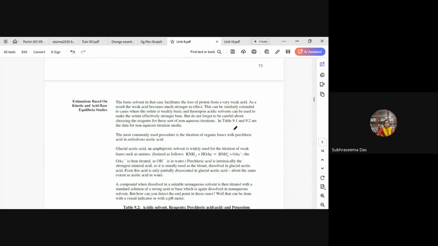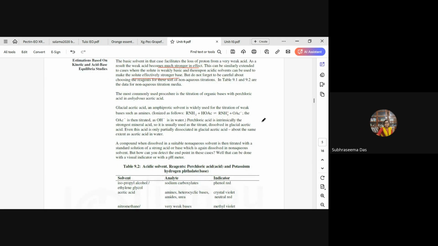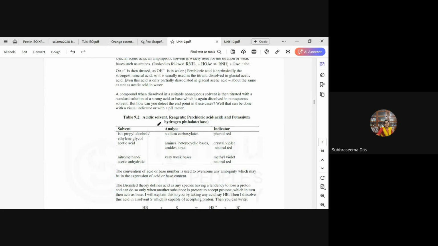The basic solvent, in this case, facilitates the loss of proton from a very weak acid. So as a result, the weak acid becomes much stronger in effect. This can be similarly extended to cases where the solute is very basic, and upon adding an acidic solvent, the solute effectively becomes a stronger base. So here table 9.1, and also table 9.2, give the data for various non-aqueous titration media. In table 9.2, the acidic solvent reagents have been shown.